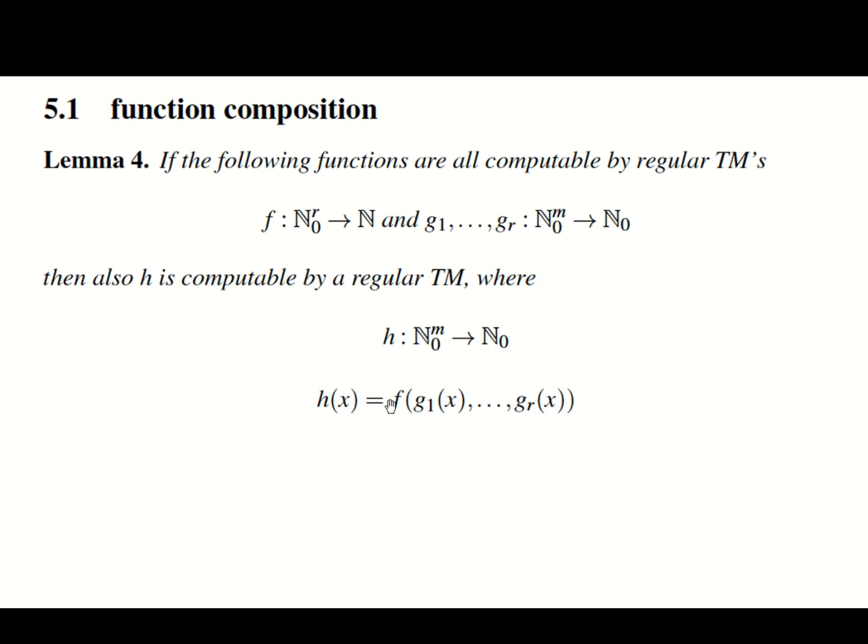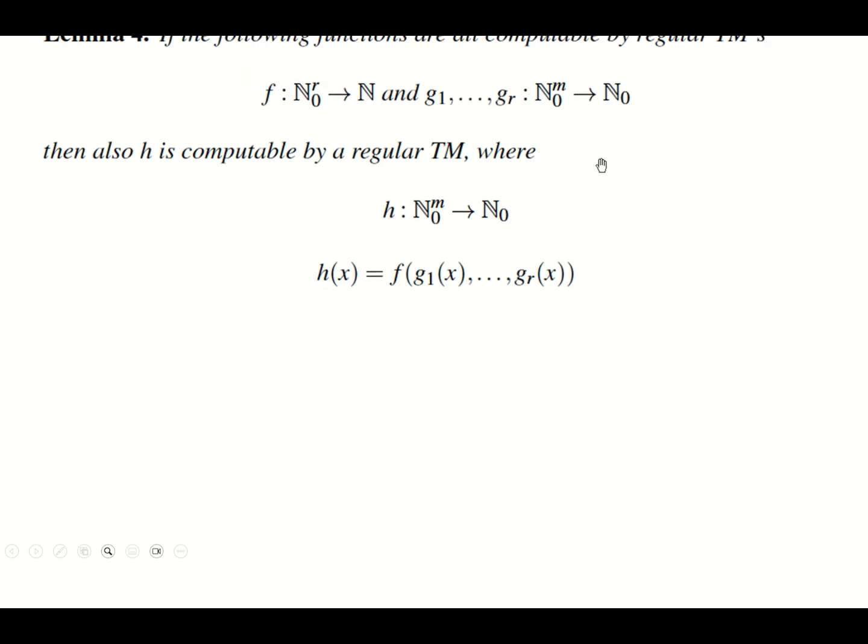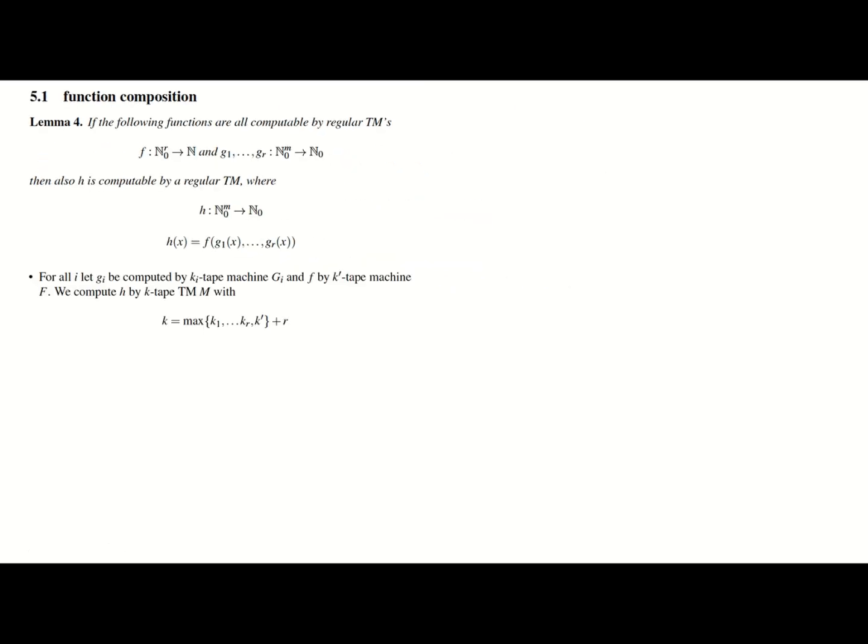This means that now if I have projections, constants, and successor, which I showed are Turing computable, then I can plug them into each other. It will still be Turing computable. And if I do this for composition, for primitive recursion, and minimization, I'm finished. Okay, how will I do this? How will I construct a new Turing machine from the one Turing machine here and r many Turing machines here? How do I do this?